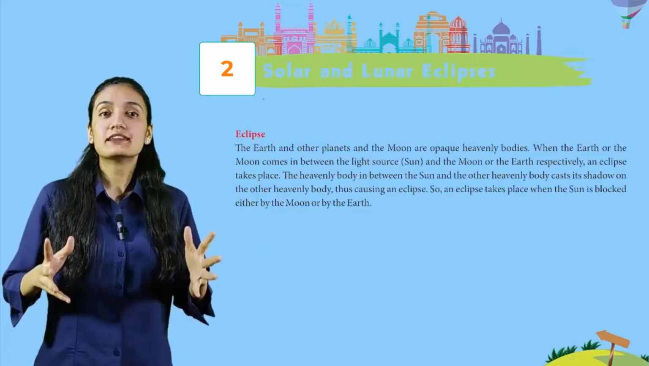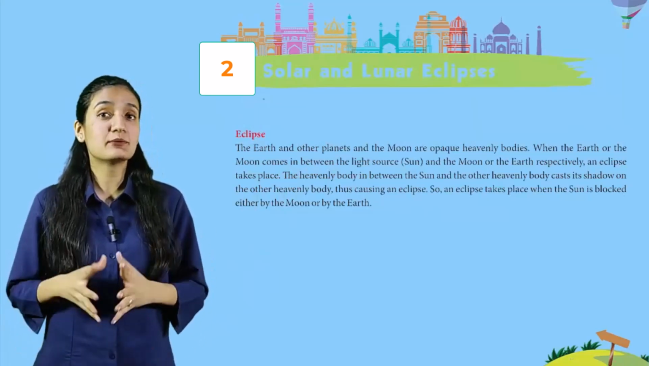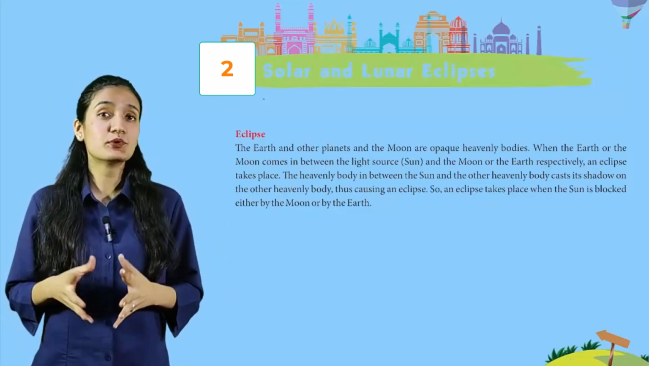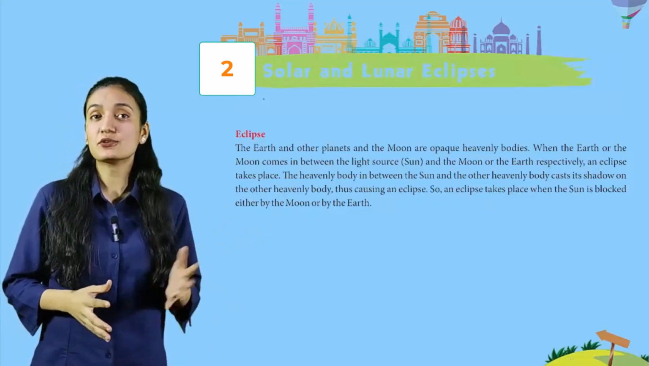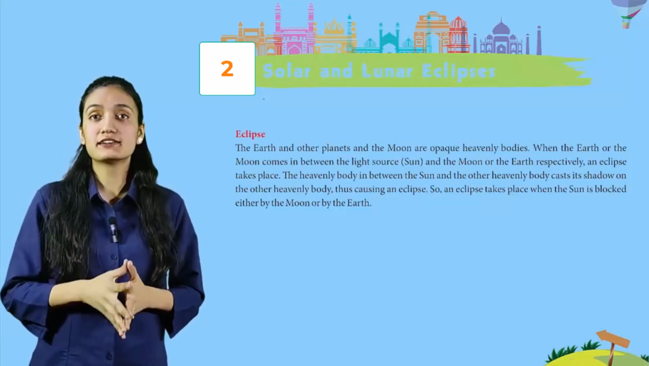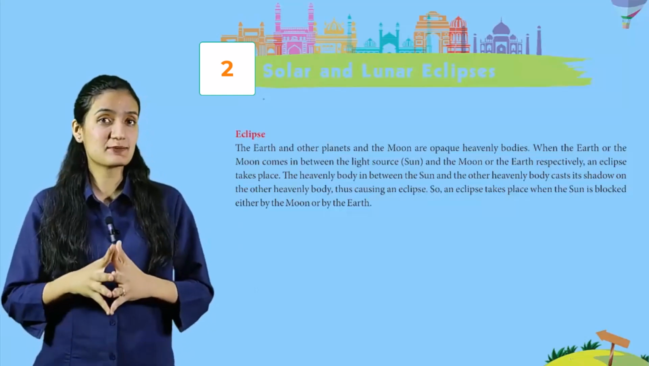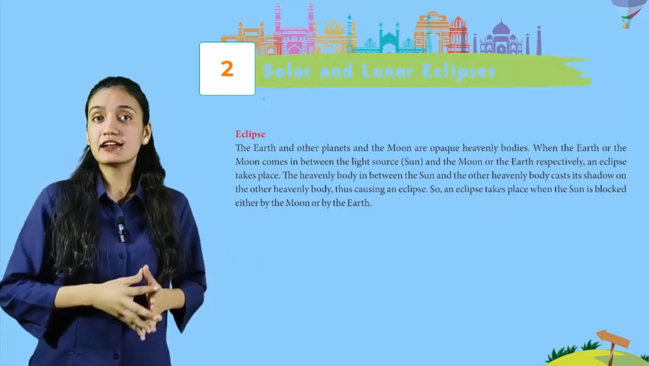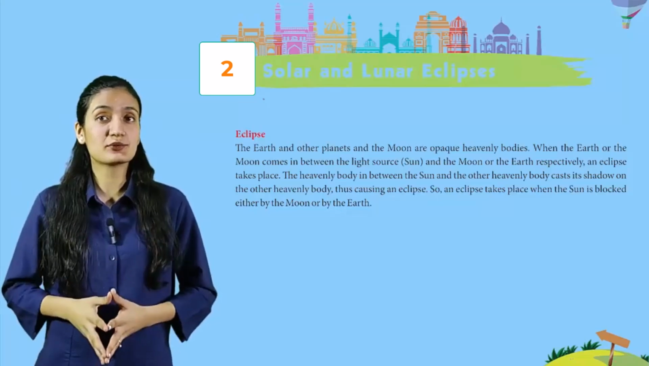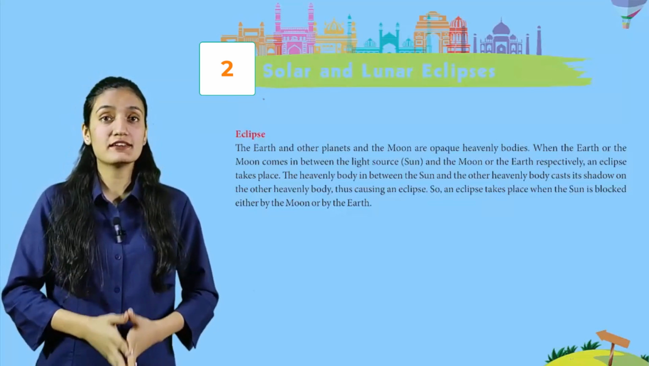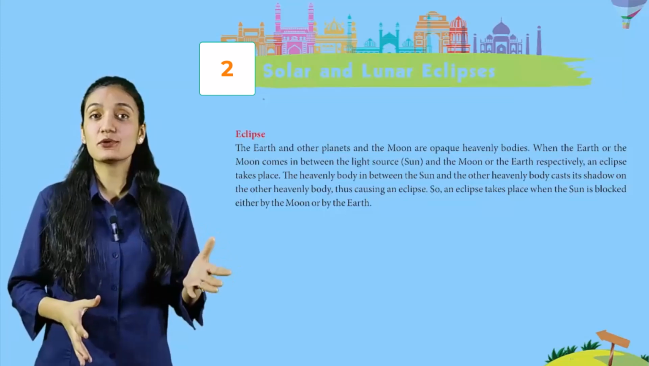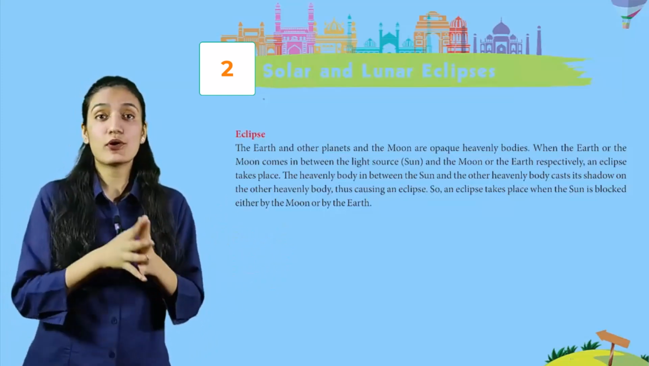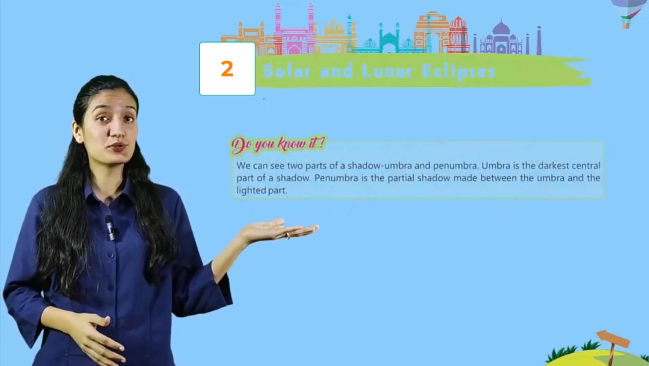Now, eclipse. The Earth and the other planets and the moon are opaque heavenly bodies. When the Earth or the moon comes in between the light source, the sun, and the moon or the Earth, respectively, an eclipse takes place. The heavenly body in between the sun and the other heavenly bodies casts its shadow on the other heavenly bodies, thus causing an eclipse. So, an eclipse takes place when the sun is blocked, either by the moon or by the Earth. Now, do you know it?